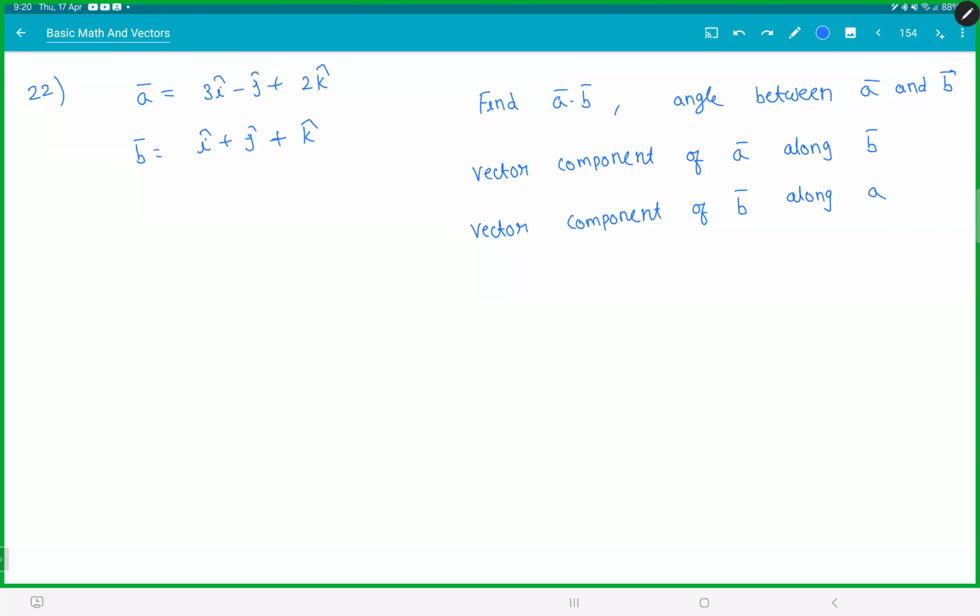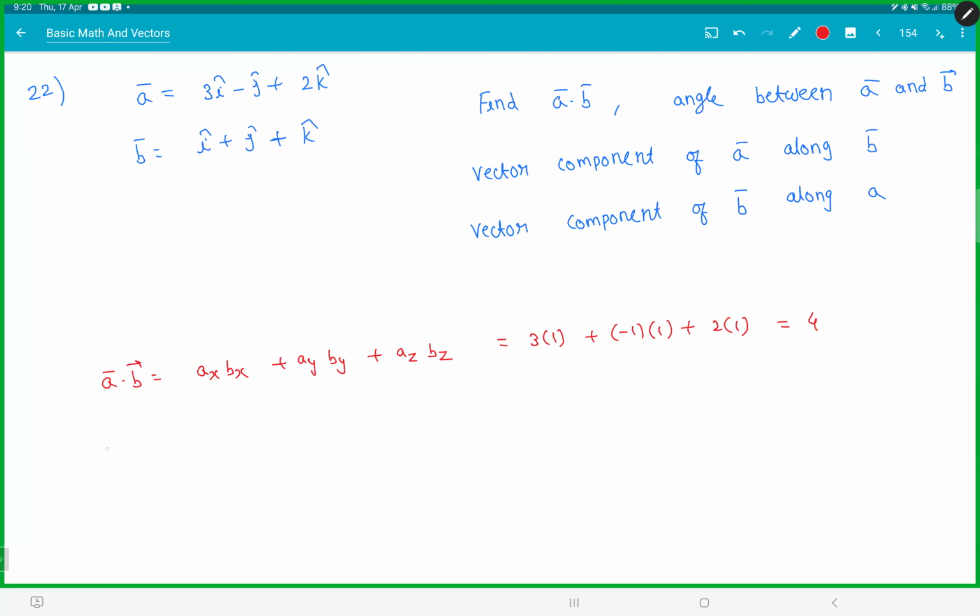Let's see the first part. A bar dot b bar, what is that? ax bx plus ay by plus az bz. So multiply the coefficients of the i components, j components, and k components. That will be 3 into 1, minus 1 into 1, plus 2 into 1, that is 4.